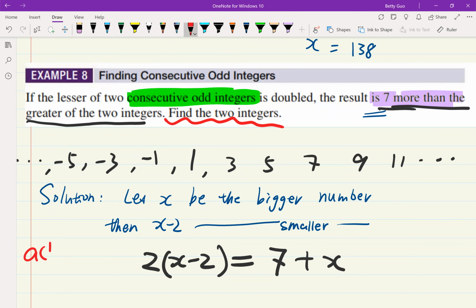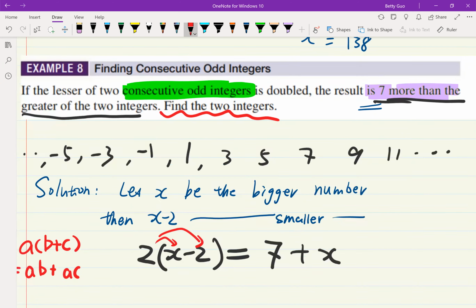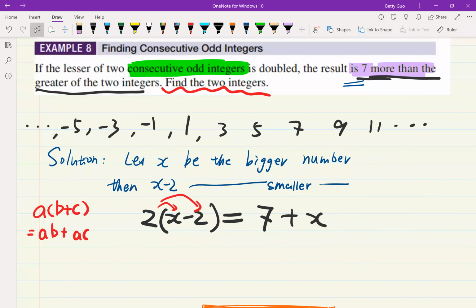A times parentheses B plus C equals A times B plus A times C, right? So the coefficient of the parentheses is 2. When you distribute, you're going to use 2 to multiply each single term in the parentheses. So you have 2 times x, 2x. 2 times -2, -4, right? Every single number in the parentheses is going to be doubled.